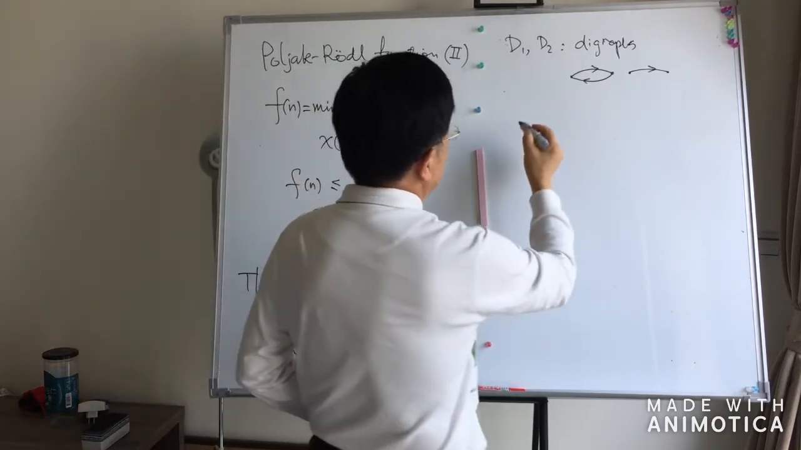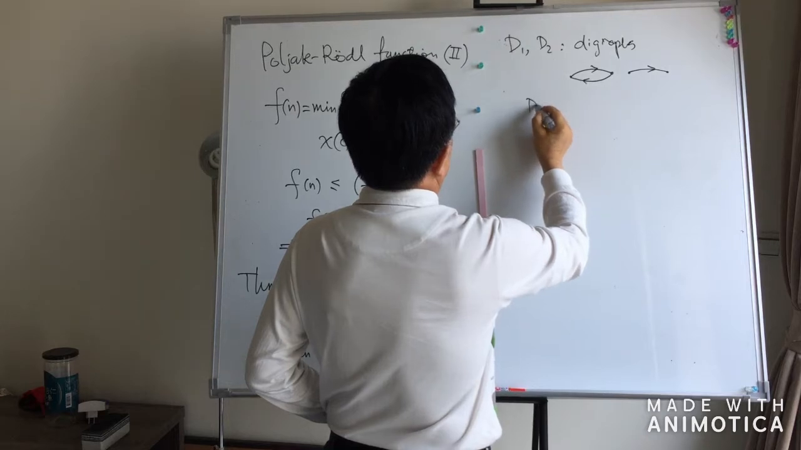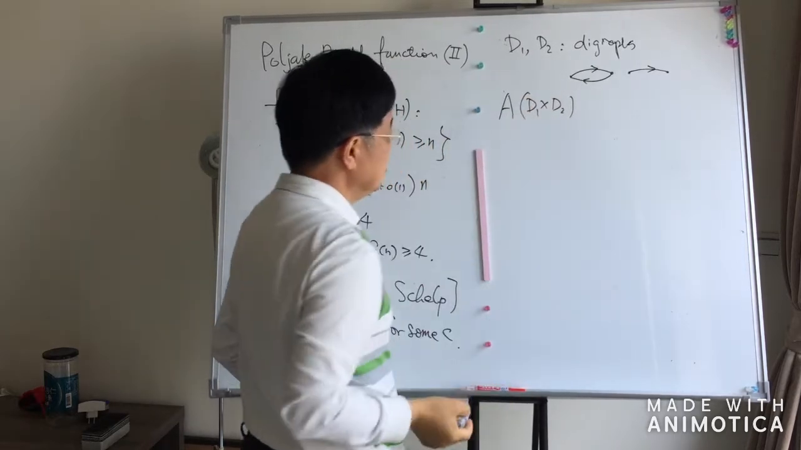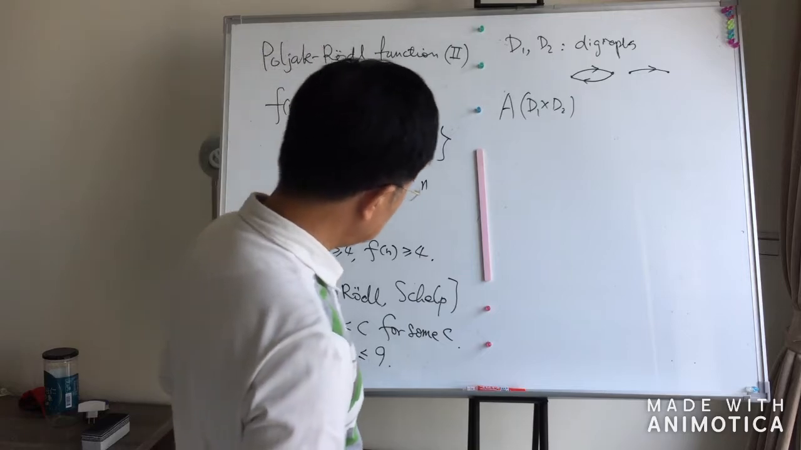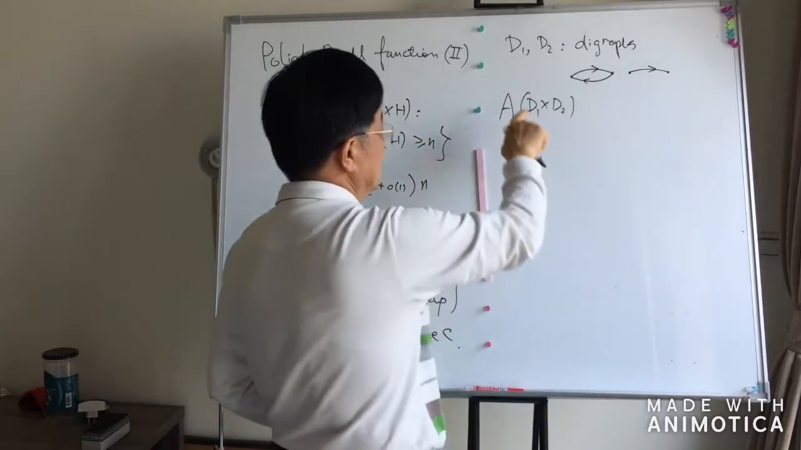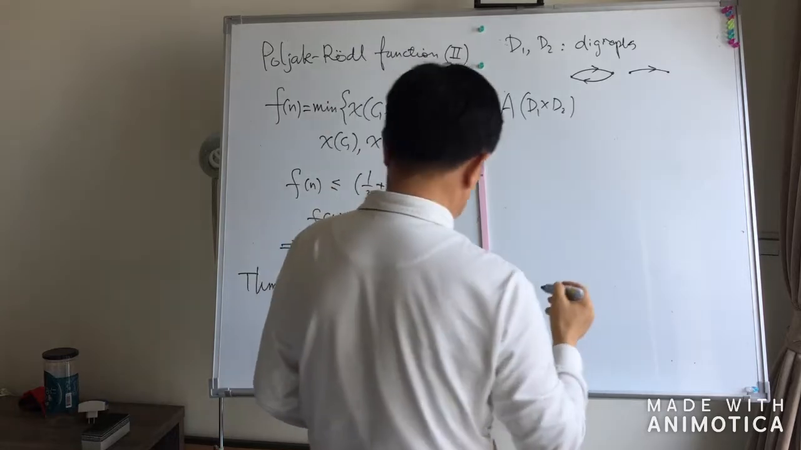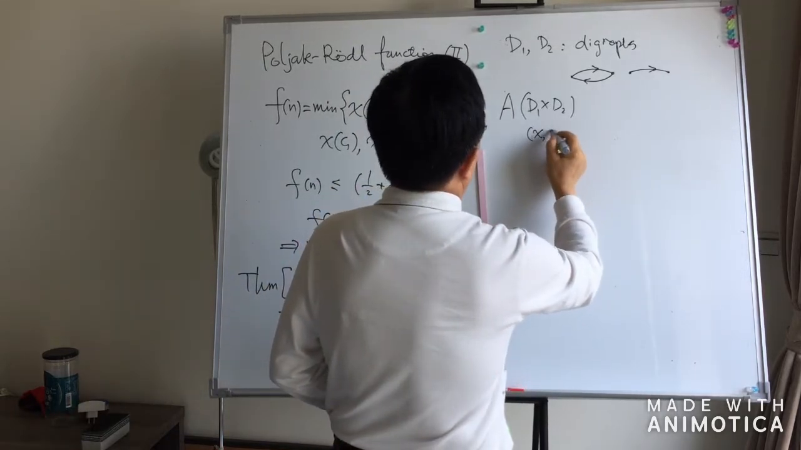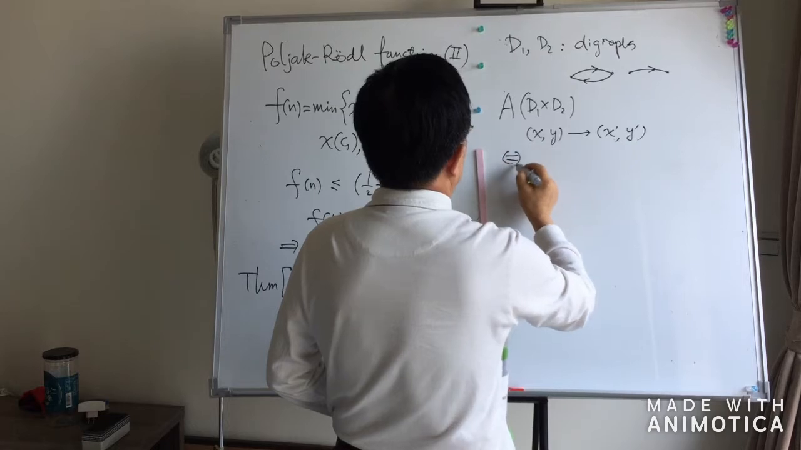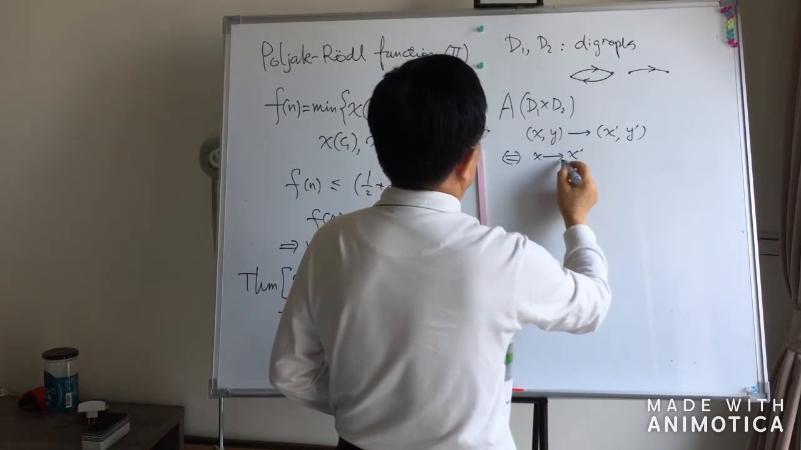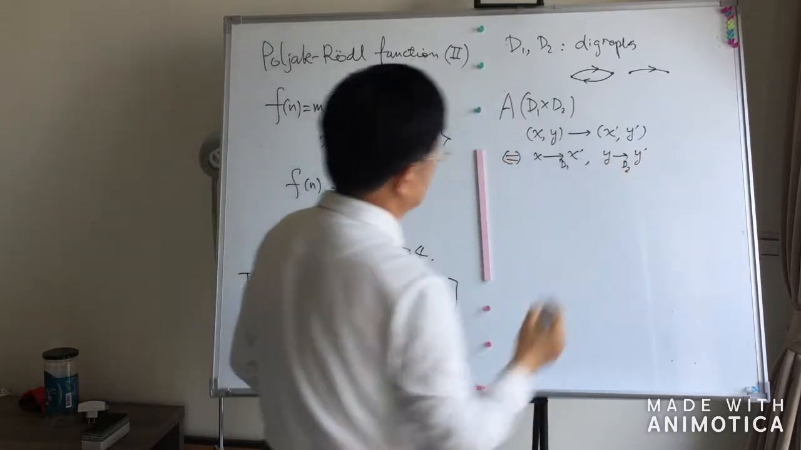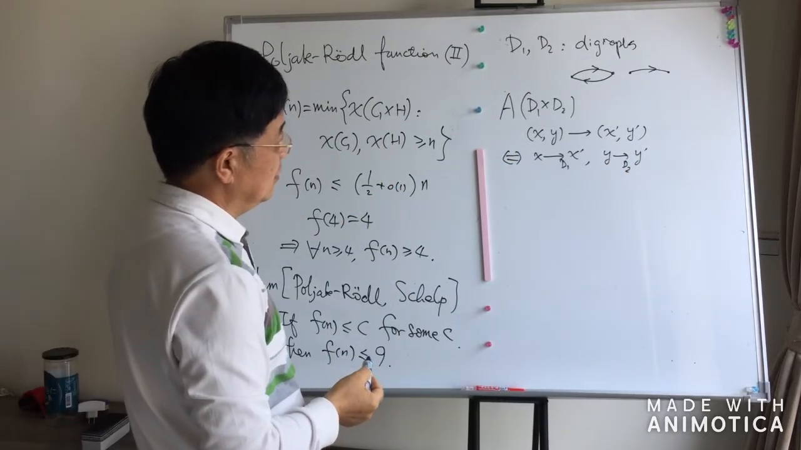Then we define the product of digraphs, D1 times D2. We just define the arc set. The vertices are pairs (x, y) such that x is a vertex of D1 and y is a vertex of D2. There's a directed arc from (x, y) to (x', y') if and only if there's an arc from x to x' in D1, and from y to y' in D2.